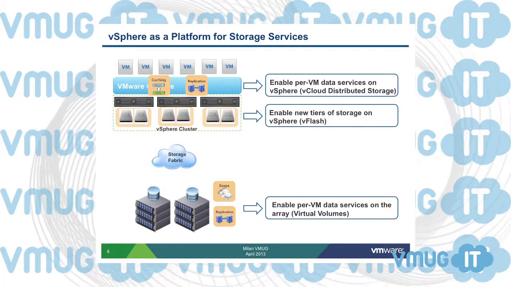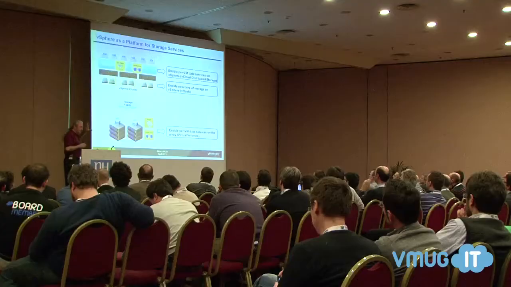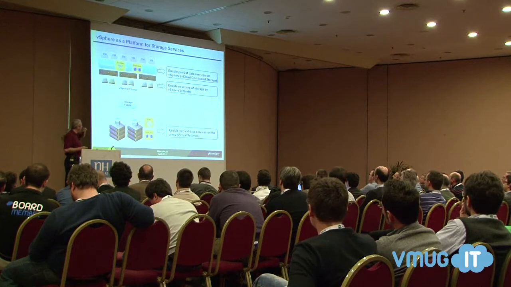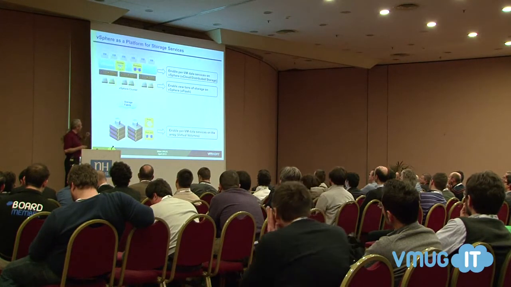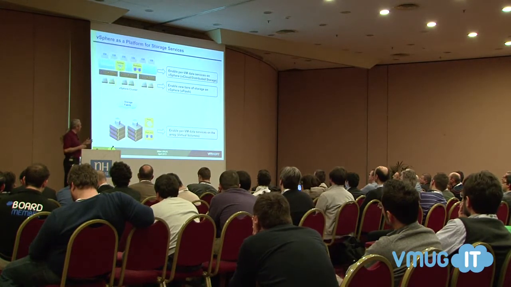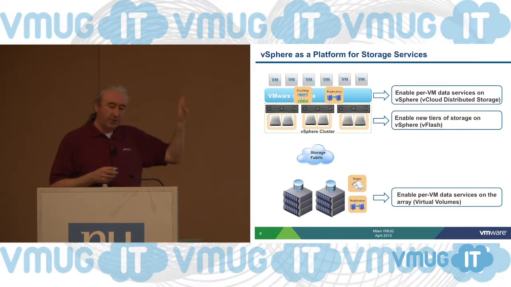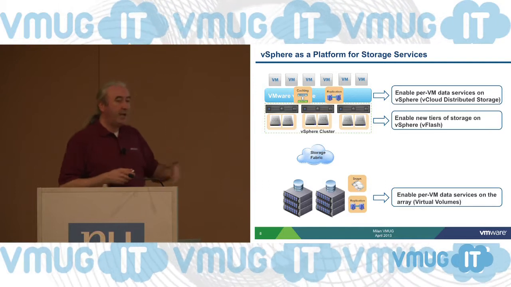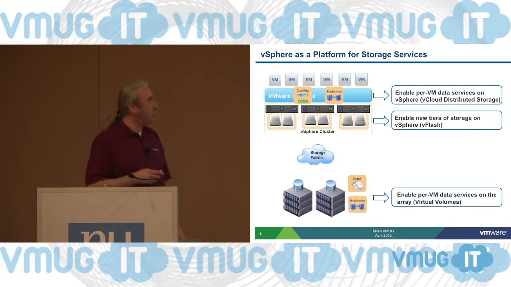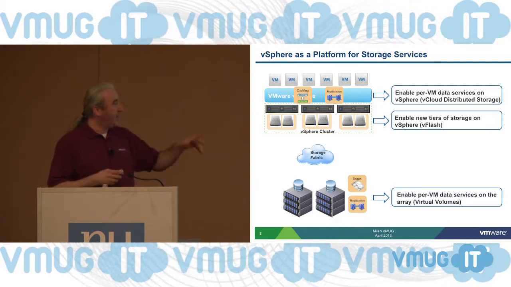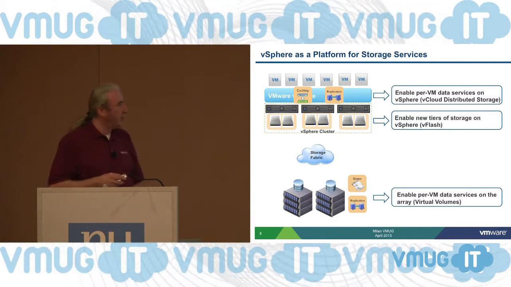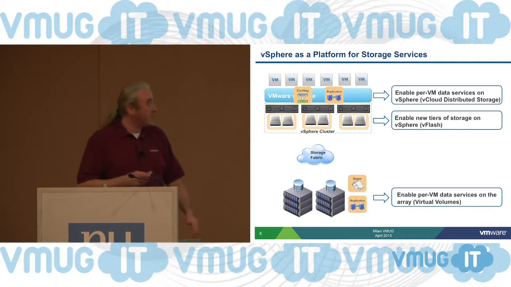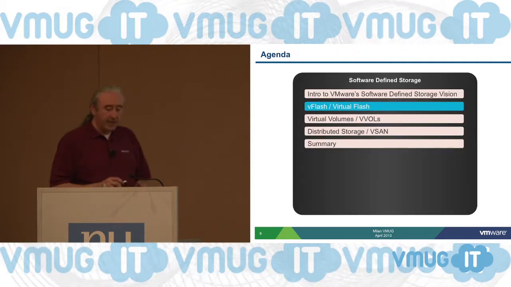So there's three things that we're doing. As I said, we have the initiative around local storage. That is the vSAN product, or the distributed storage product. We have the initiative around vFlash, which is leveraging SSDs or PCIe flash devices and assigning cache to your virtual machines. And then, of course, we have the shared storage project as well, which is vVols, or virtual volumes. So we're going to start off with vFlash.